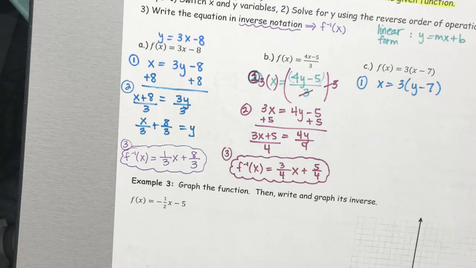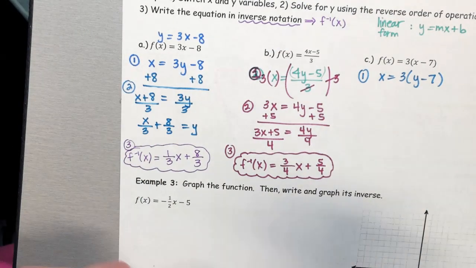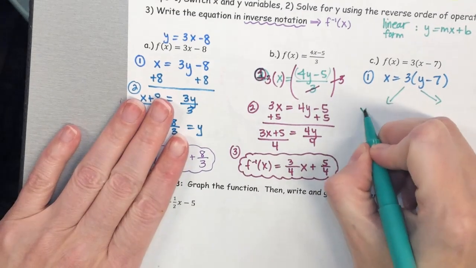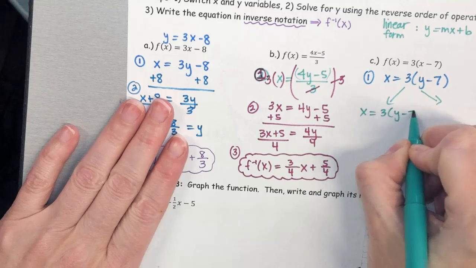All right, so how many of you distributed? Okay, so I thought most of you would distribute. Okay, so one way is to divide by the 3 at the start.